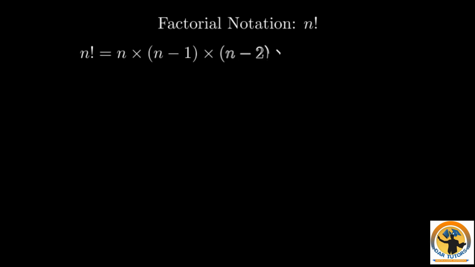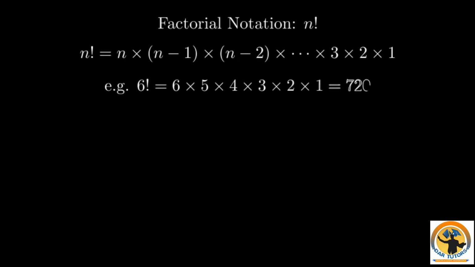While Pascal's triangle is great for small powers, it becomes cumbersome for larger ones. To handle this, we need a more formal notation. This brings us to factorials and combinations. First, let's define factorial notation. N factorial, written as n with an exclamation mark, is the product of all positive integers from n down to 1. For example, 6 factorial is 6 times 5 times 4 times 3 times 2 times 1, which equals 720. A special case to remember is that 0 factorial is defined as 1. This might seem counterintuitive, but it's necessary for the formulas to work correctly.